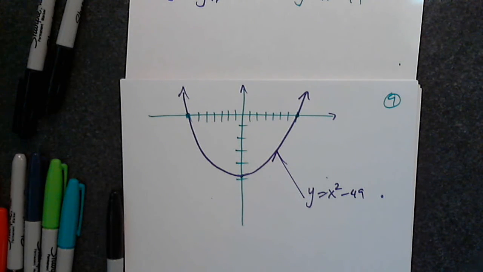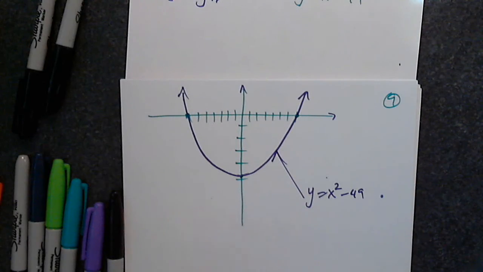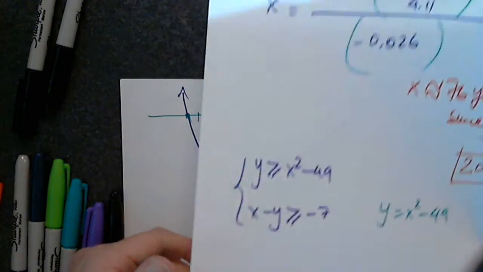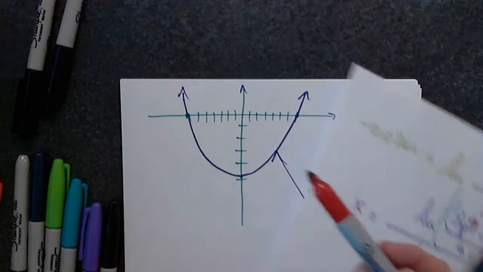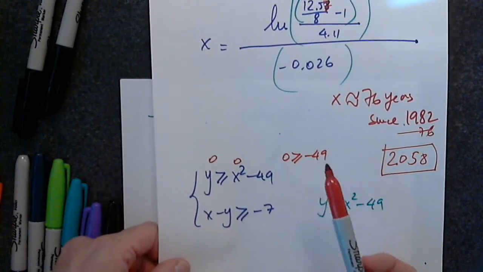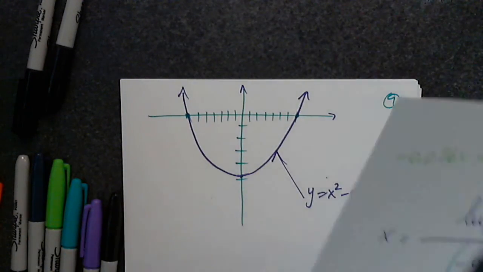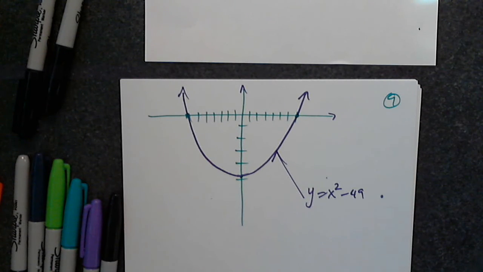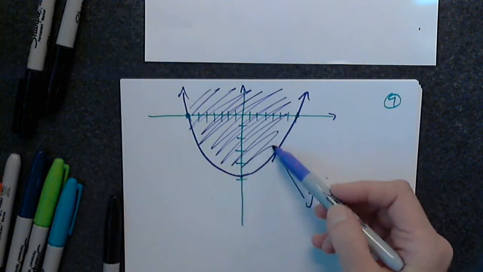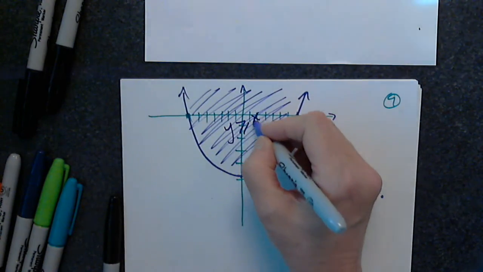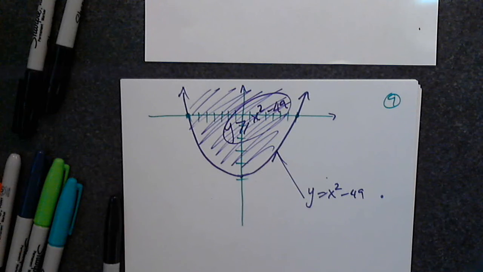It divides the entire plane into two pieces, the inner and the outer. I will pick 0, 0. 0 greater than or equal to negative 49. If you say yes, I'll shade in the inside. If you say no, it's not true, then I will shade in the outside. Is this true? Is 0 greater than negative 49? Yes, it is. So this is y greater than or equal to x squared minus 49. All that region, all points in the region, including points on the curve, on the function.